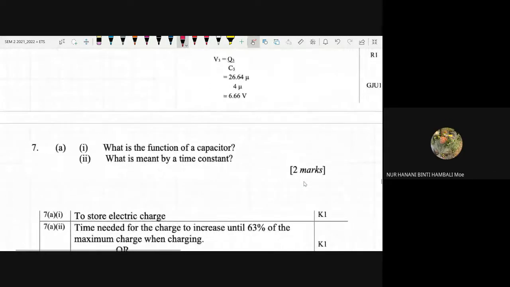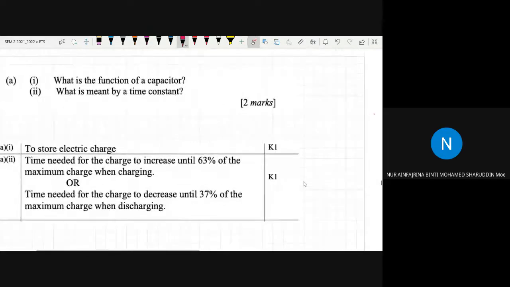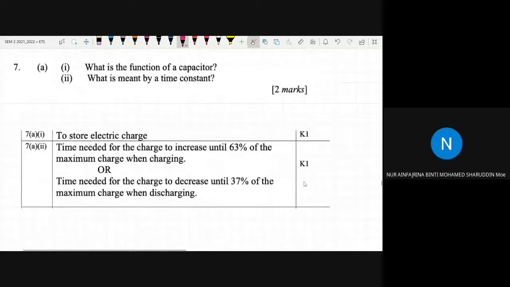Okay, so for number 7, what is the function of a capacitor? Everyone knows the capacitor is to store electric charge. This one you must remember. The function of a capacitor is just to store electric charge. Next, let's look at what is meant by time constant.